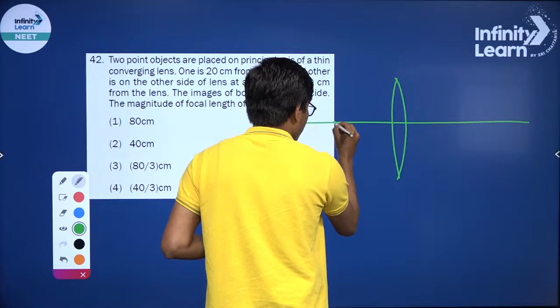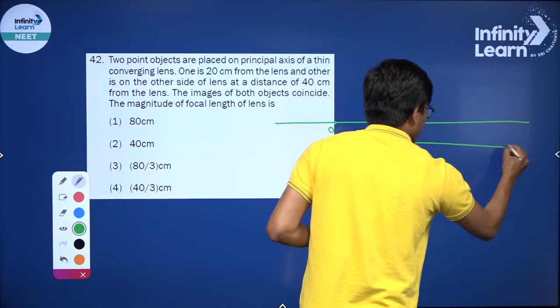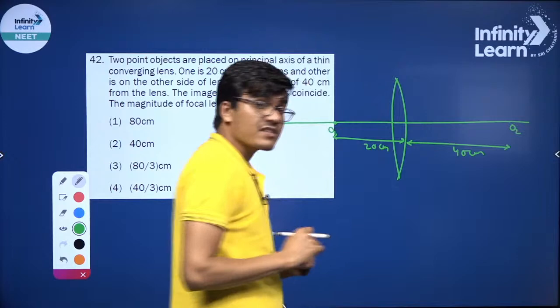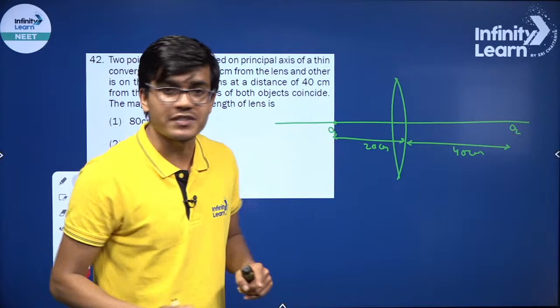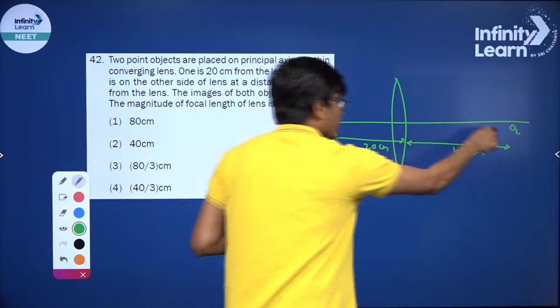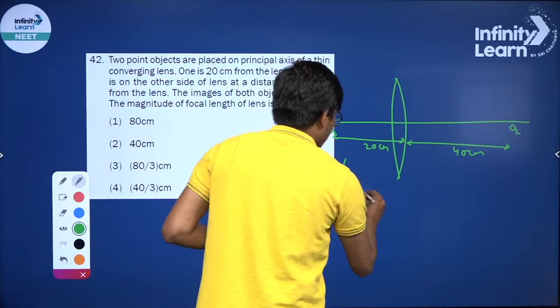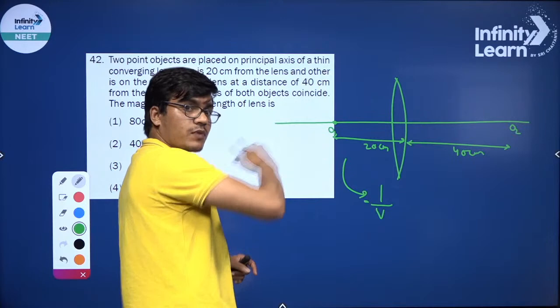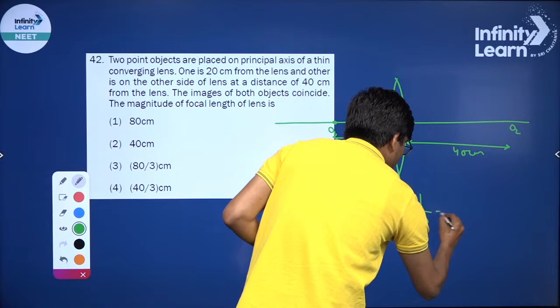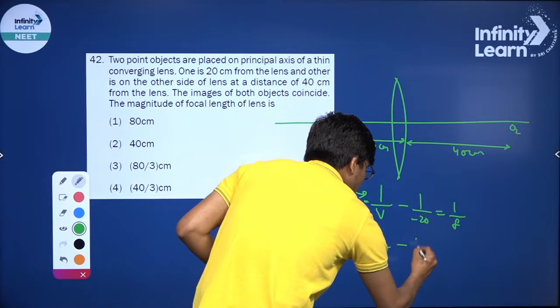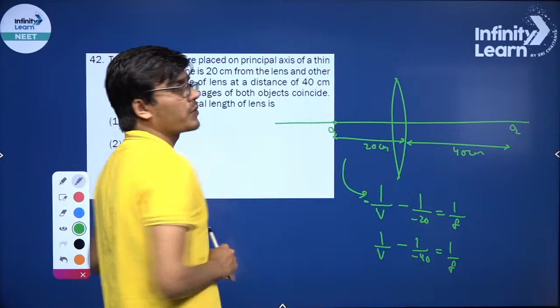And what is happening if you are placing an object at 20 centimeter and you are placing an object at 40 centimeter? These are two objects. The image is getting coincided. How can it happen? Just imagine how it can happen. It will only happen if this forms a virtual image at this side and this forms a real image at this side. So if I apply the lens formula for this, that is 1 by V, and minus should be there because the image will be in this direction, virtual image. Minus 1 by U is minus 20 is equal to 1 by F, and for 40, the relation will be only like this. है ना, because its image will be in the opposite direction, so V for that will be positive, right?